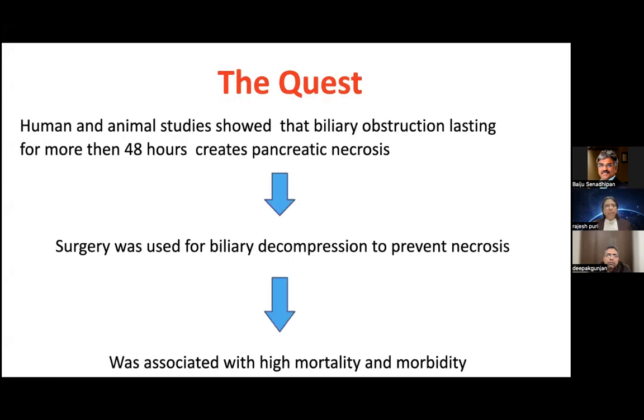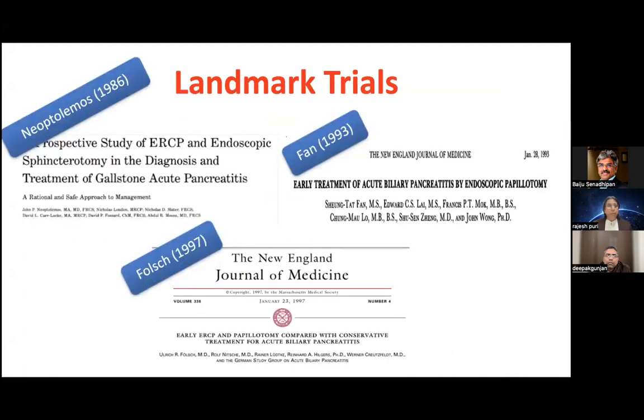If you look at 3 decades before, human and animal studies showed that biliary obstruction lasting for more than 48 hours creates more pancreatic necrosis. And that's why 3 decades before, surgery was used for biliary decompression, but soon the surgeons identified that surgery was associated with significant morbidity and mortality.